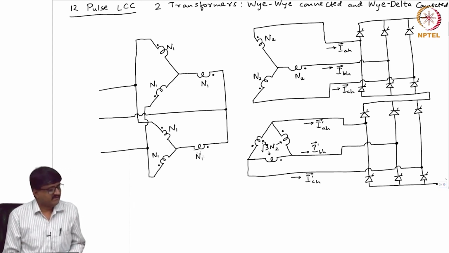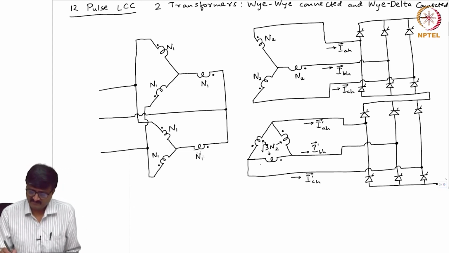Now, I will also show some currents which are flowing through this delta connected windings.